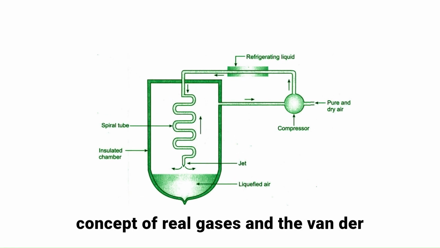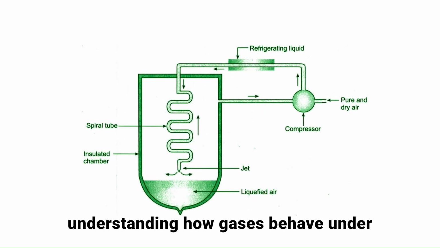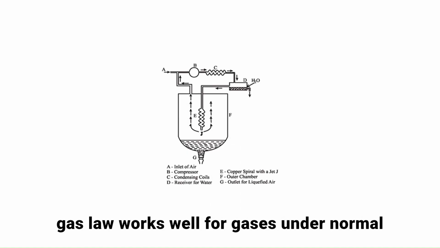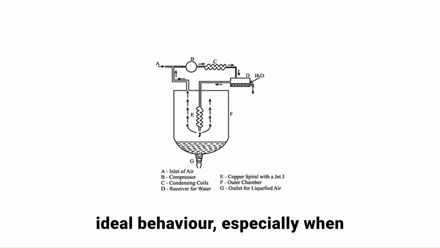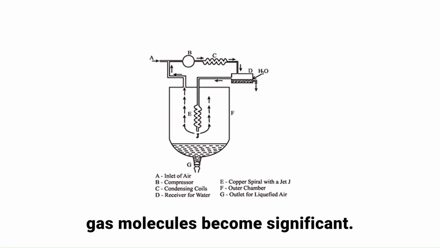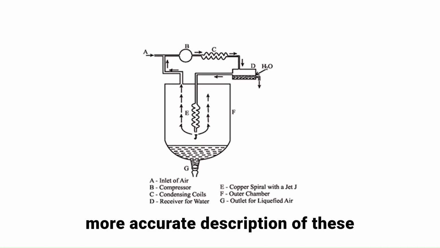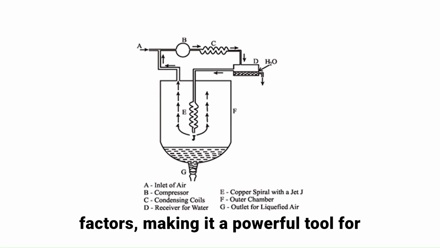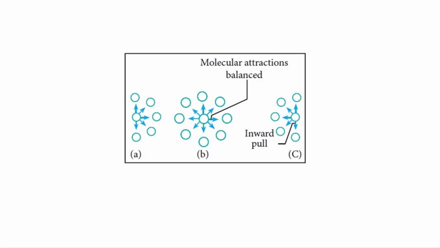In summary, the concept of real gases and the van der Waals equation are essential for understanding how gases behave under different conditions. While the ideal gas law works well for gases under normal conditions, real gases deviate from this ideal behavior, especially when intermolecular forces and the volume of gas molecules become significant. The van der Waals equation provides a more accurate description of these behaviors by adjusting for these factors, making it a powerful tool for studying gases in various situations.